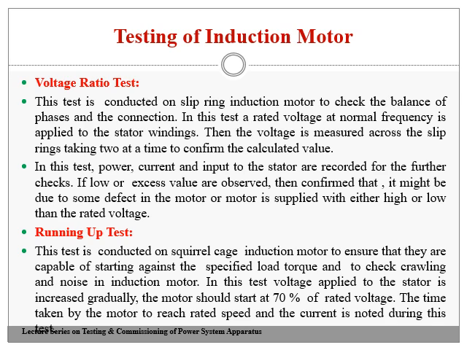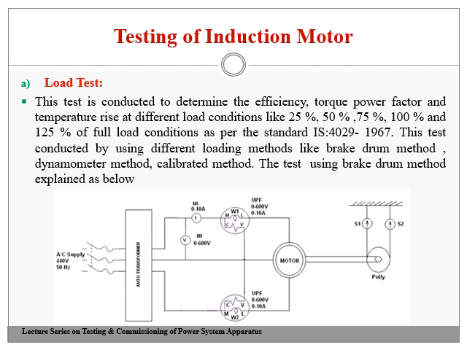In this test, the time taken by the motor to reach the rated speed and the current is noted down. I am going to check whether the motor starts when I apply 70% of rated voltage to the stator winding of an induction motor. That's the main criterion behind this one: to check whether it starts when I apply 70% of rated voltage to the input side, the stator winding.